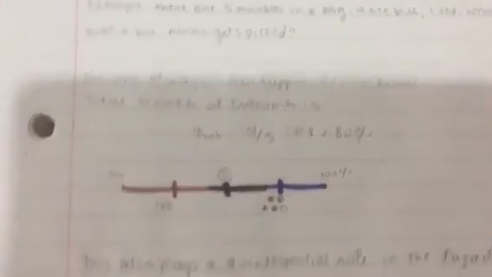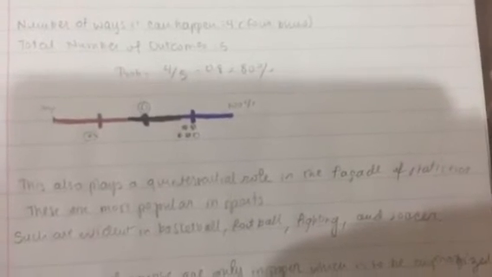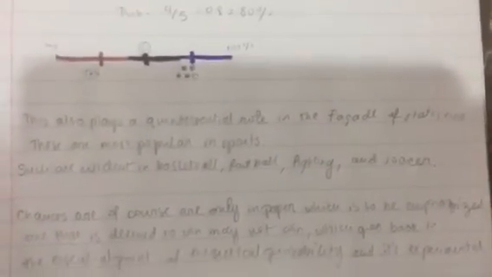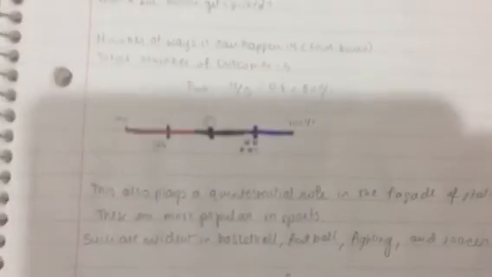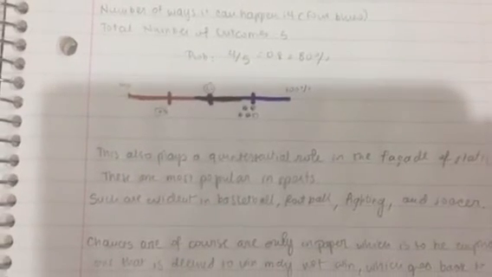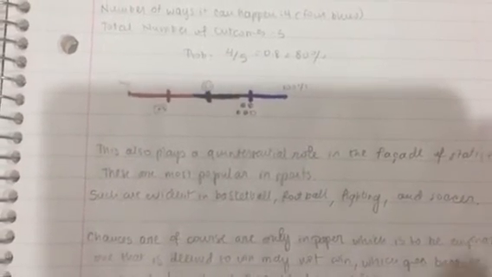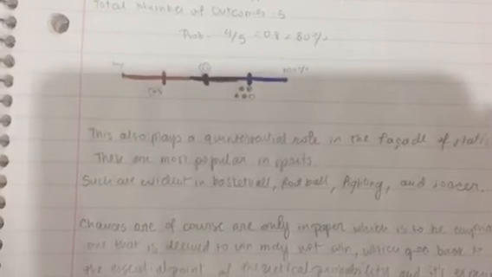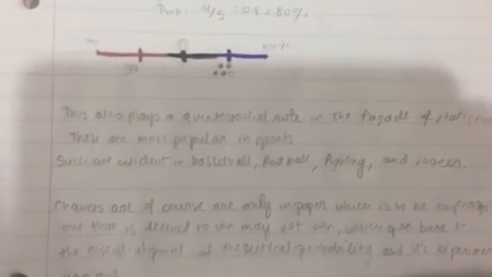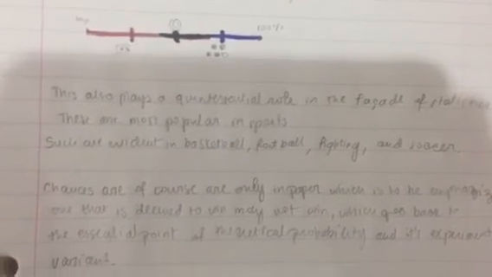It marks certainty. Now, this also plays a quintessential role in statistics. These are most popular in sports, such as basketball, football, fighting, and soccer. Chances are, of course, only in pay-per-view, which is to be emphasized. Just because one team may seem that they will beat the other team, that's not really a fact. We've seen it happen several times on occasion. Which is to be emphasized, that the one deemed to win may not win.